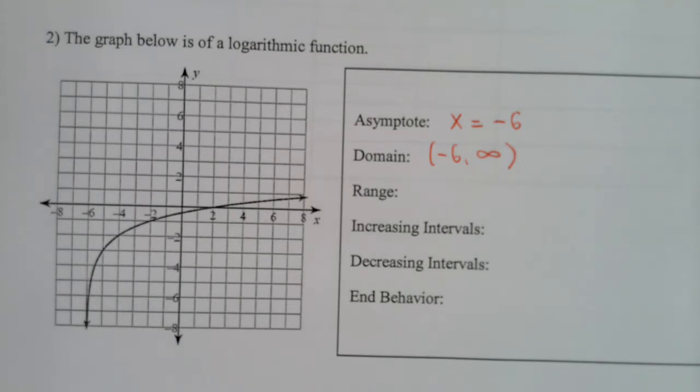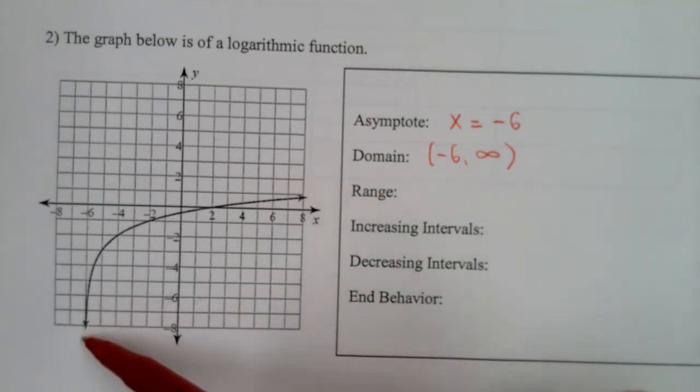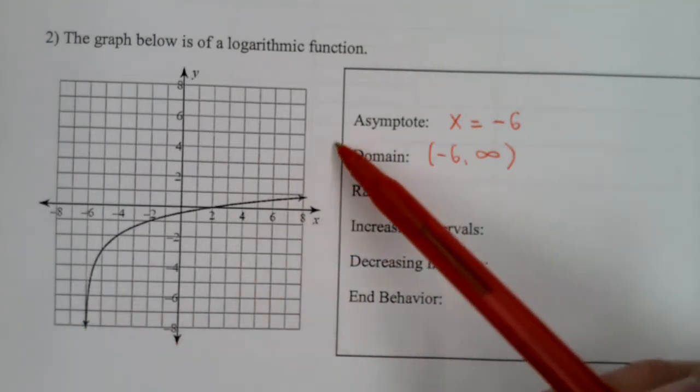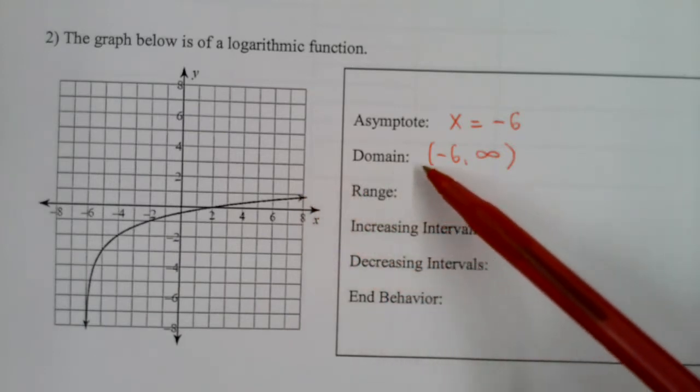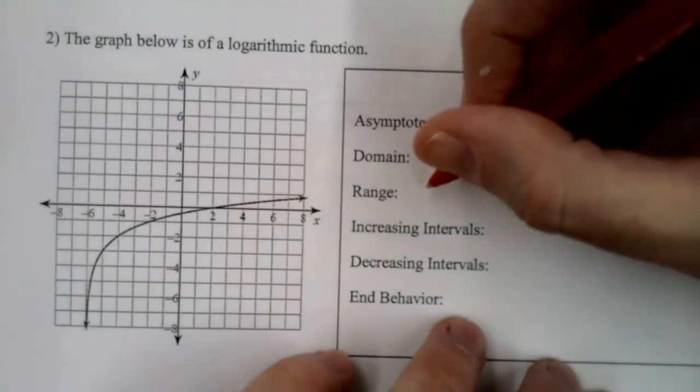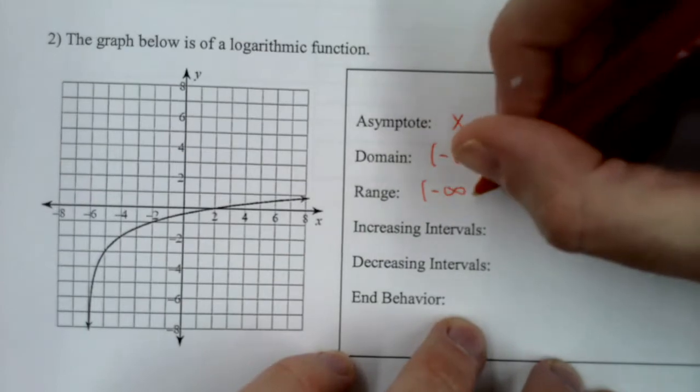The range is the y values in this graph. This graph is going to go down forever, and it's going to go up slowly forever. So the range is all numbers, so -infinity up to infinity.